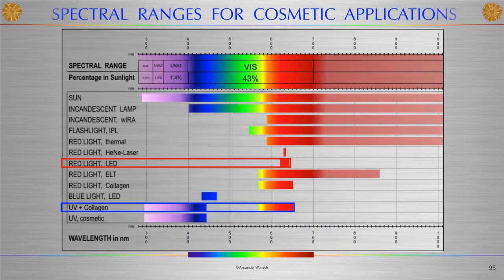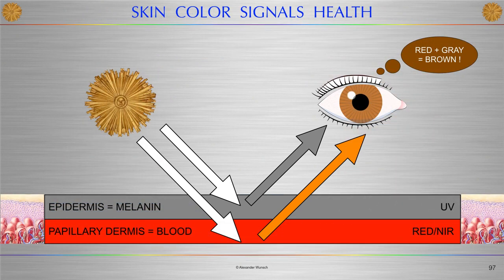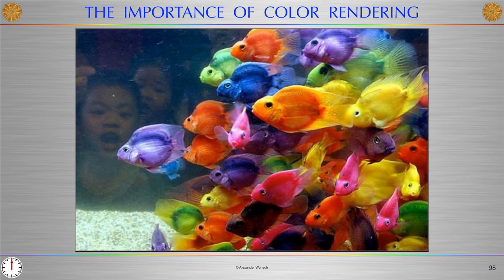So the skin color signals health, and it's not only that we have an increase in melanin, it's also the increase in blood circulation in the capillary layer, and the combination of the red value and the gray value makes the skin look healthy. And this is quite important. When does the skin look healthy? The importance of color rendering.